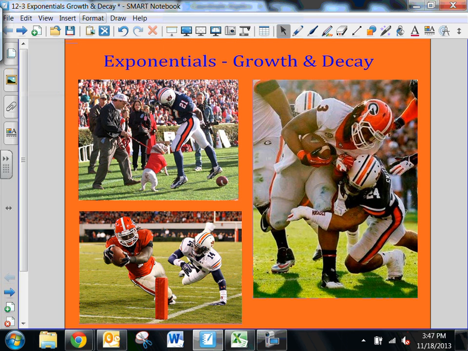Okay, your notes for tonight are on exponential growth and decay. I want you to take good notes, and make sure that you write everything down.